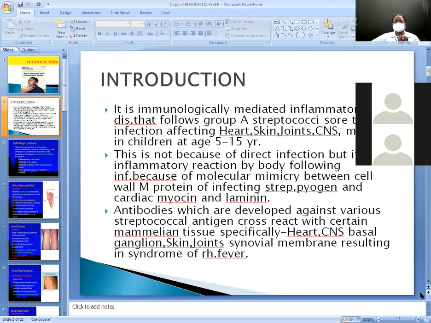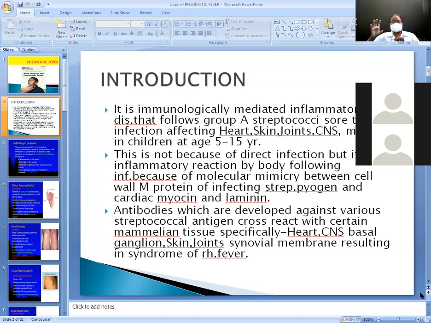And why does this immunologically mediated inflammatory reaction occur? This occurs because of molecular mimicry, or similarity, between the cell wall M protein of the infecting Streptococcus pyogenes and your cardiac myosin and laminin. Whenever there is a sore throat infection, antibodies are developed in your body to fight the infection. Antibodies are developed against various streptococcal antigens, among which the important antigen is cell wall M protein.